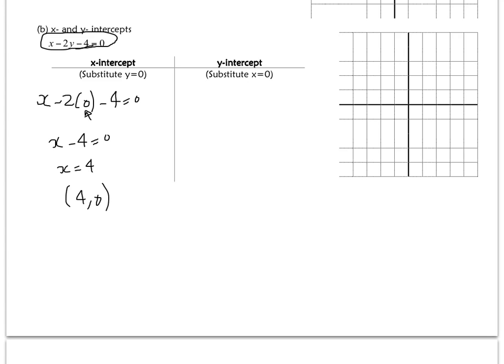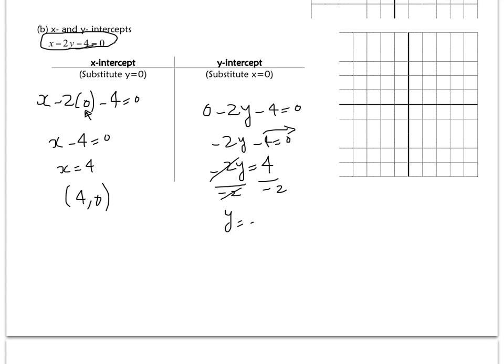For the y-intercept, I let x equal to 0. So I get 0 minus 2y minus 4 is equal to 0. So I get negative 2y minus 4 is equal to 0. I bring negative 4 to the right, I get negative 2y is equal to 4, because negative 4 changes sign, becomes 4. I divide by negative 2. I get y is equal to negative 2. This means that the y-intercept is going to be 0 and negative 2.